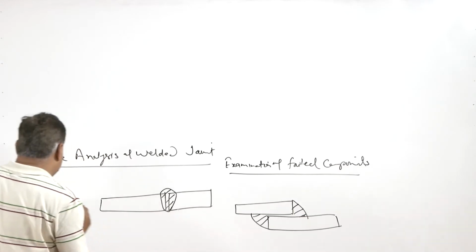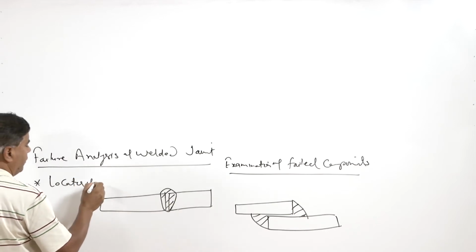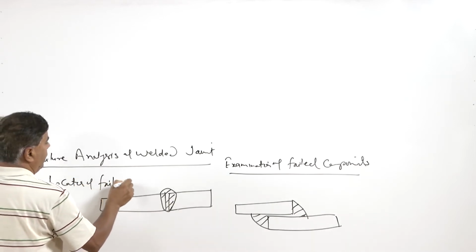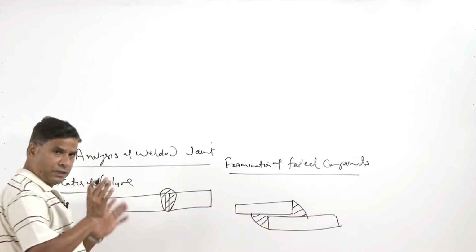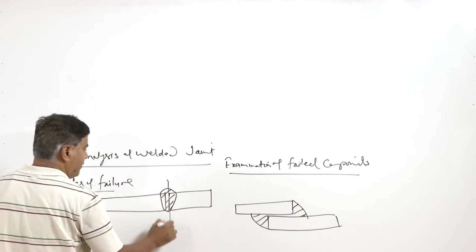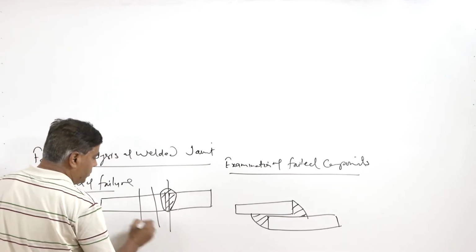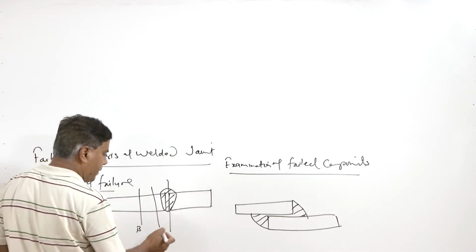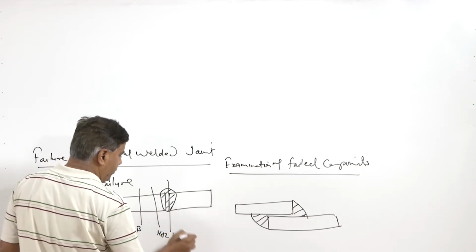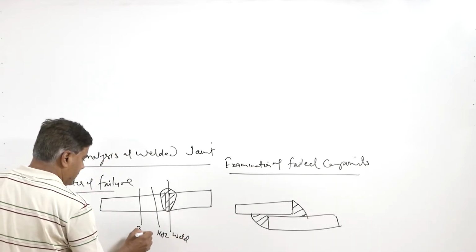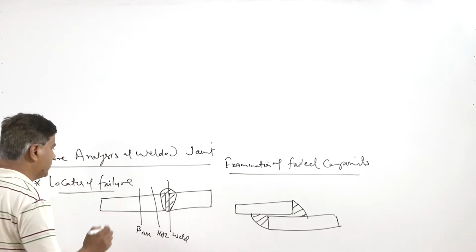So first of all, we need to identify the location of the failure, where the weld has failed. We know that each weld has three broader sections. One is the weld, second is the heat affected zone, and third is the base metal, which is unaffected by the heat used for preparing the weld joint. So base, HAZ and the weld. We need to identify the location of the failure.